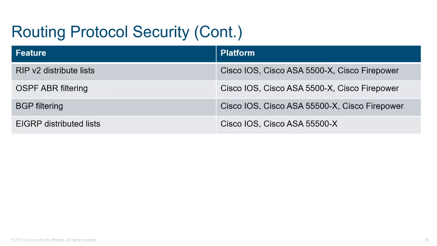And here are some examples. Distribute lists are going to be leveraged anytime we're redistributing one protocol or static routes into another. We can implement area border router filtering when we have those routers that are participating in multiple areas. BGP is generally a given with regards to filtering, and then we can also do a variety of distribute lists with EIGRP as well.